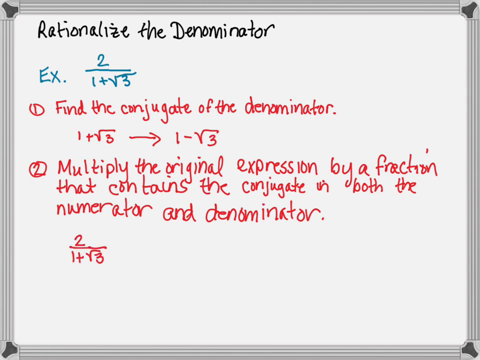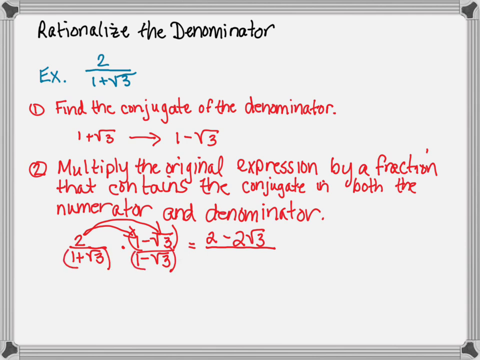So I've got my original expression, 2 over 1 plus the square root of 3, and I'll form a fraction out of the conjugate, so times 1 minus the square root of 3 over 1 minus the square root of 3. That's a form of 1. And now I'll multiply them. In the numerator, I'll have 2 times 1, which is 2. 2 times negative square root of 3 is negative 2 square root of 3, or negative 2 radical 3.